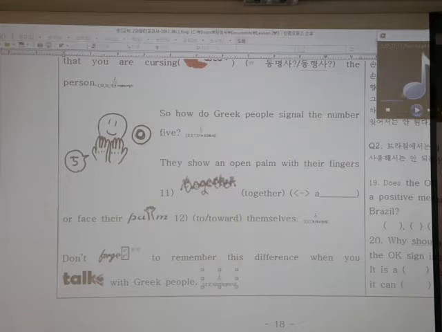Don't forget to remember this difference when you talk with Greek people.